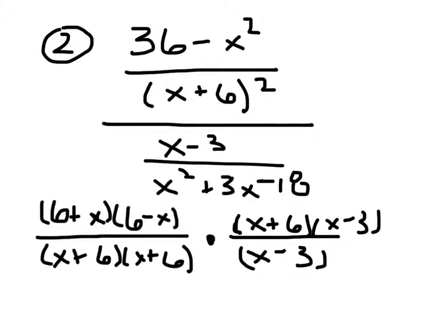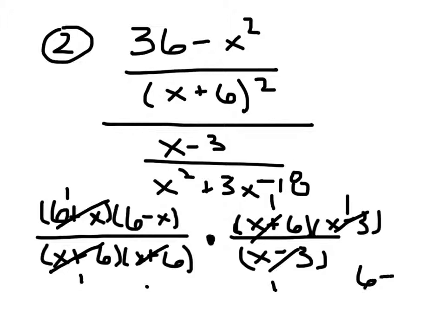Now all the factoring's done, and before I multiply the numerators together and the denominators together, I can reduce. So this x plus 6, and it really is an x plus 6 because you can switch terms around an addition symbol without changing its value, would reduce with this x plus 6, and this x plus 6 also reduce. These x minus 3's reduce. Everything's a 1 except for the 6 minus x. In the numerator, it's 6 minus x over 1, which is just 6 minus x.